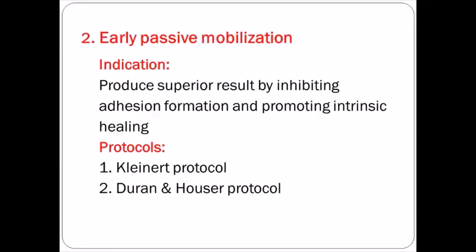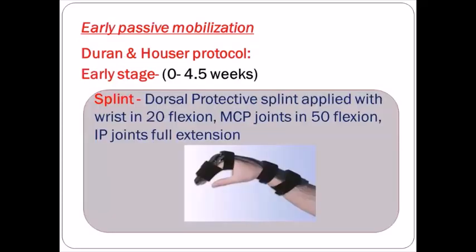Now coming to the early passive mobilization protocol. This is a very famous protocol which has probably been used throughout the world. One of them is the Cleanard protocol, which you must have heard of, and the Duran and Hauser protocol. Early passive mobilization protocol, Duran and Hauser, in between 0 to 4.5 weeks.